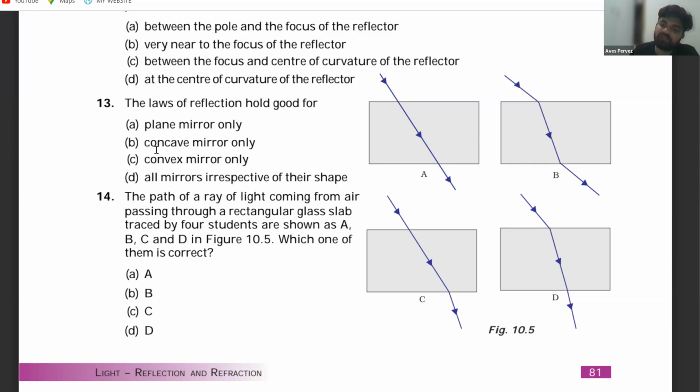Why is C incorrect? Because if you extend the incident ray, it will be parallel to the emergent ray. You see that it is not bending here, and moreover it is bending towards the normal when a ray is coming from denser to rarer. And this region is rarer, so it must bend away from the normal. But it is bending towards. So B is correct. Very good.